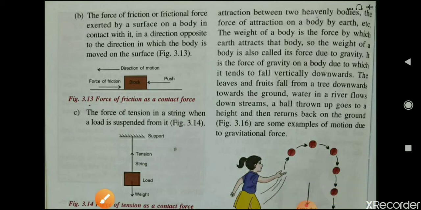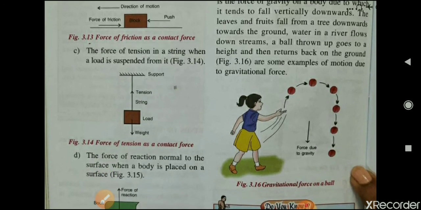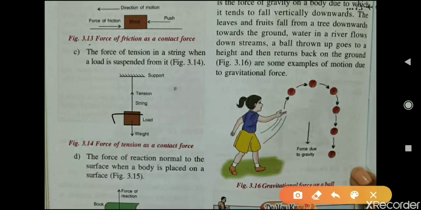Okay, now see the force of tension in a string when a load is suspended from it. You can see here a load is suspended from this string. So this string is in contact with this load. So the force of this string is also a contact force. The force of tension in this string when the load is suspended from it is also contact force.